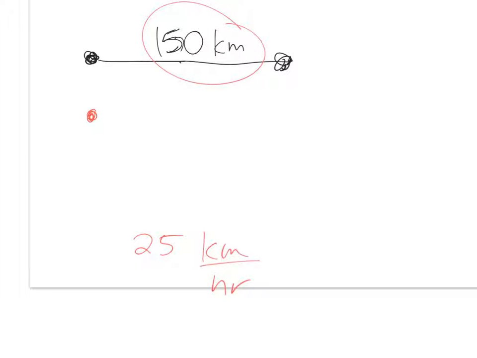And how do I get this number? I just subtract the rates. If one is moving at 50, the other is moving at 75, that means that the one that's moving faster is gaining at this rate. It's gaining 25 kilometers every hour that occurs. So 150 kilometers, how many hours occur? 6 hours occur.